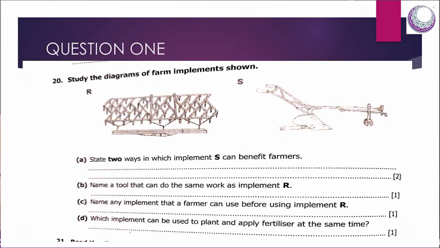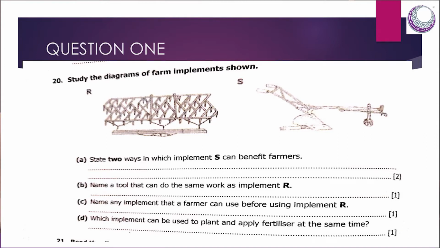Then we move on to item B. Name the tool that can be used to do the same work as implement R. This is our implement R, as you can see there. First, you need to know the name of the implement R for you to answer the question. So, R is a zigzag harrow. So the tool which does the same work as the zigzag harrow is the rake.